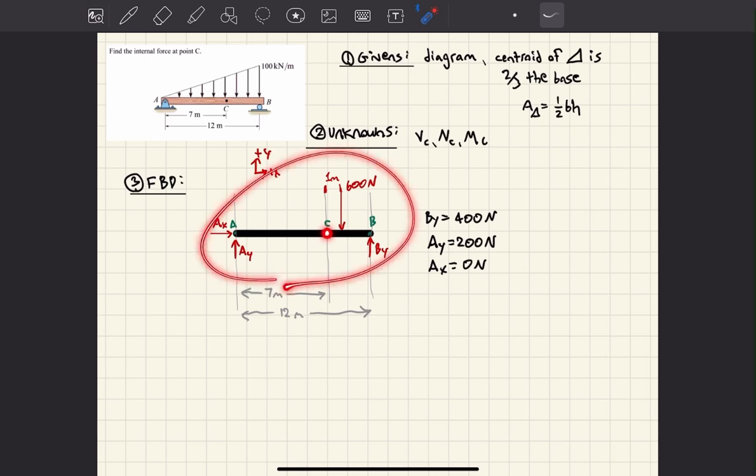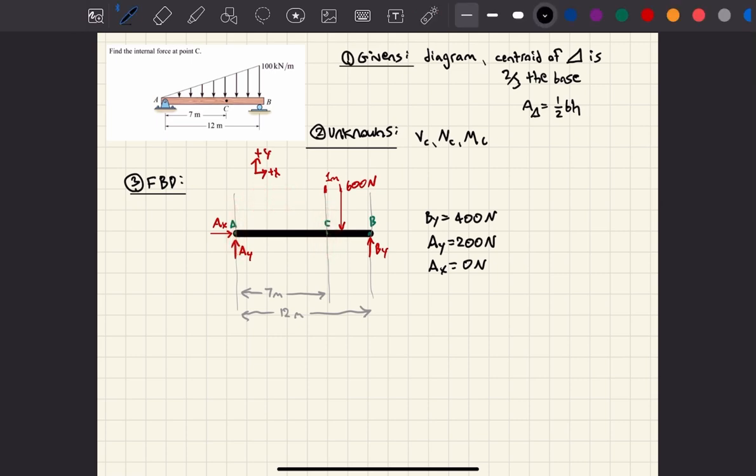We found all the external forces. Now we can look into finding the internal forces. And how are we going to do that? Again, we're going to section the beam. We're going to just look at this section AC and analyze it. So we're going to say for section AC.